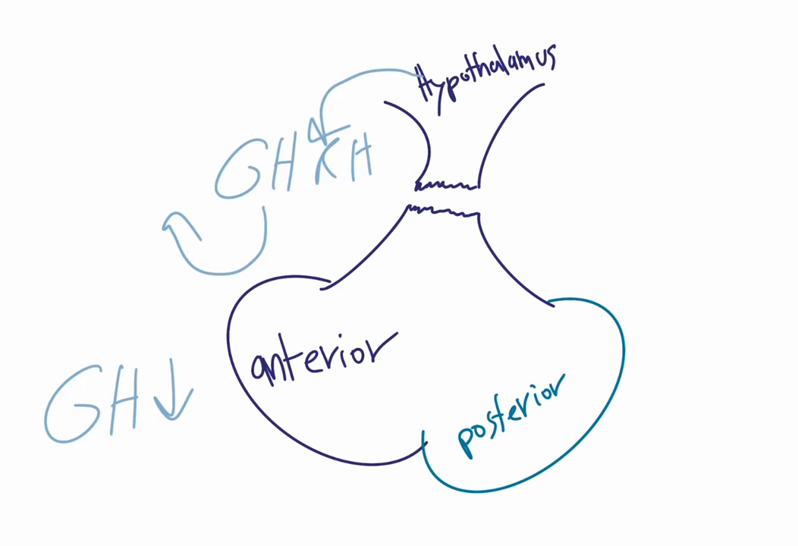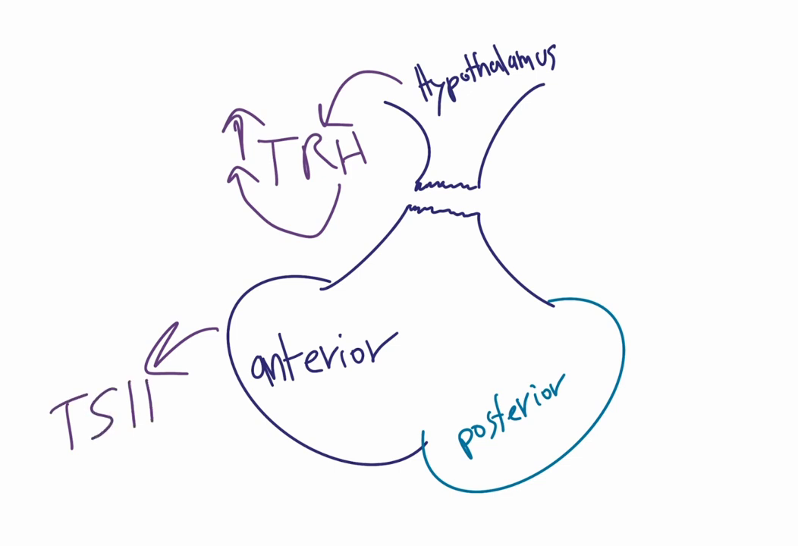Growth hormone also would decrease because it's stimulated by GHRH. The same for TSH. TSH would decrease and TRH would increase. So cutting the pituitary stalk cuts off hypothalamic stimulation. Levels of ACTH, FSH, LH, GH, and TSH all decrease.